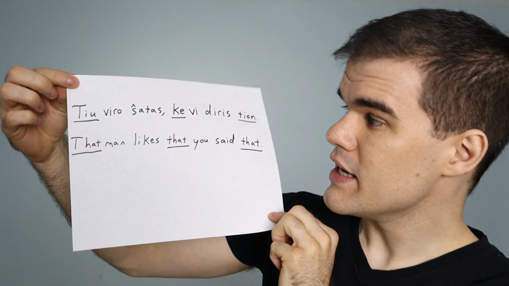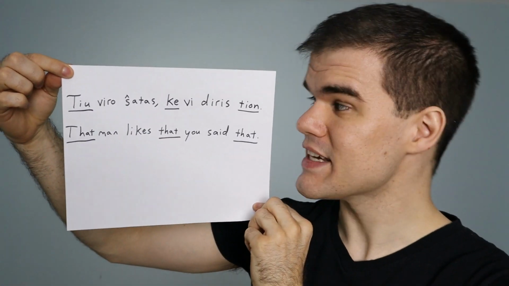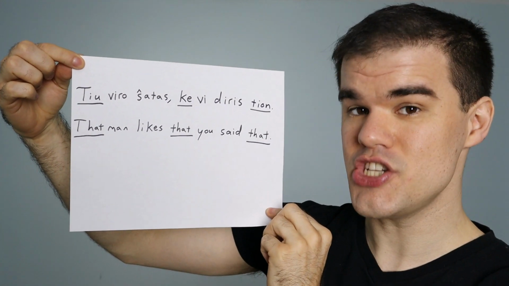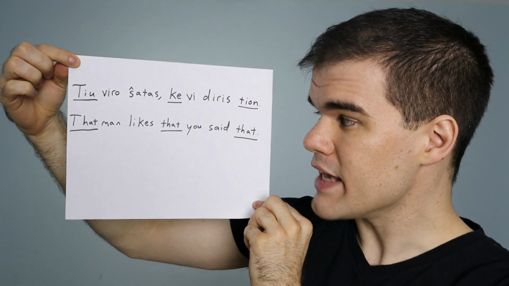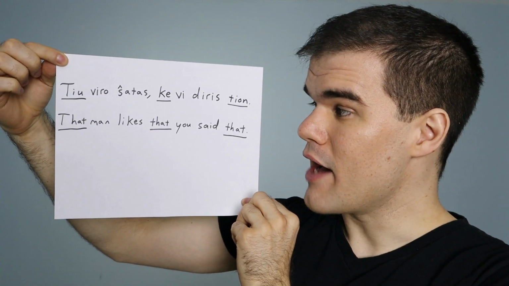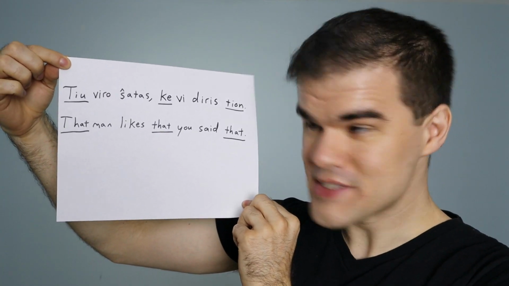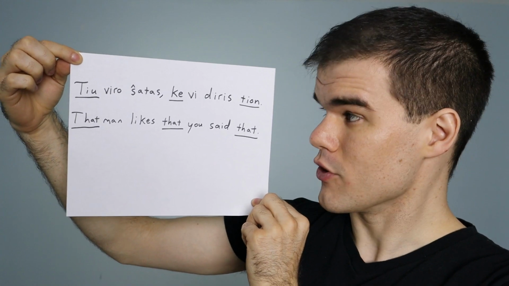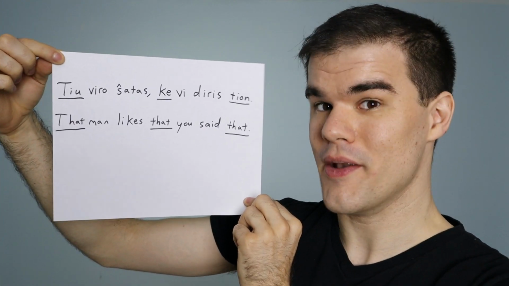Today, I want to talk to you about 3 words which in English are often translated into that. Here's a sentence that utilizes all 3 of them. Tiu viro ŝatas ke vi diris tion. That man likes that you said that. So in English we have one word wearing 3 hats, and in Esperanto we have 3 words that do not like sharing hats one bit.